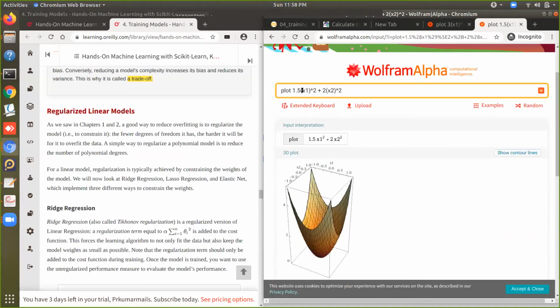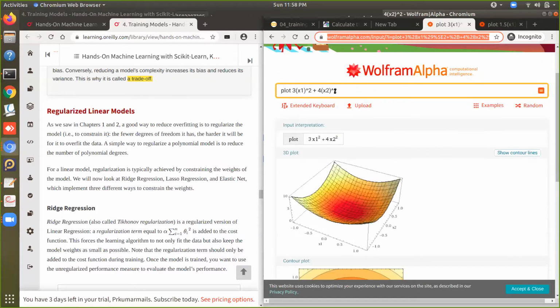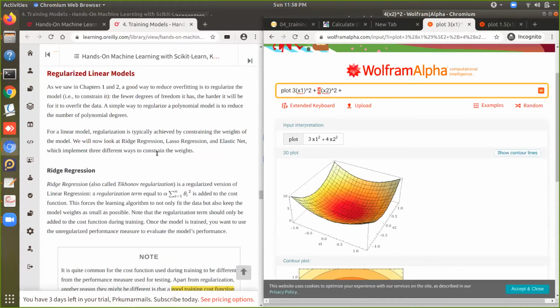Instead of just assuming that this is some function that our model is going to learn, actually it learns the coefficients. The x1 is our data, and the 1.5 is one of our learned parameters. While learning them, we also learn the coefficients such that they are minimal. That's where the regularization term comes into the picture.